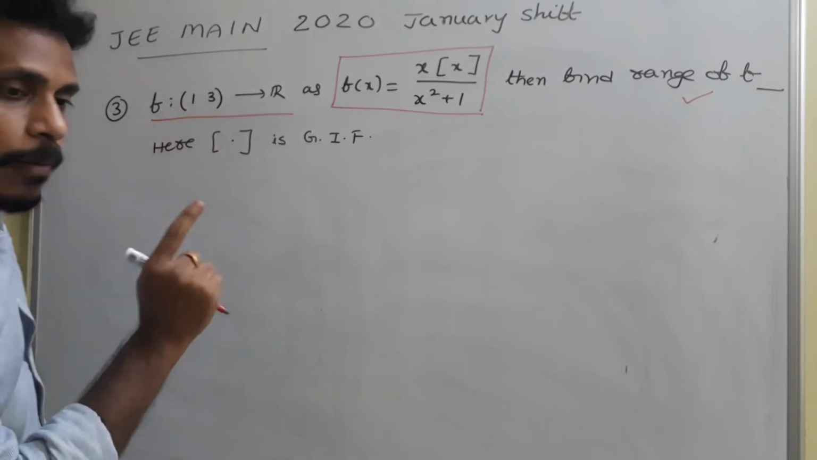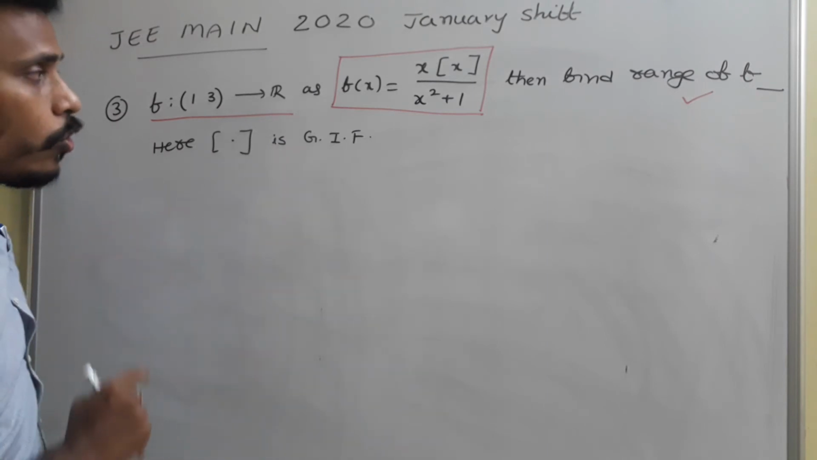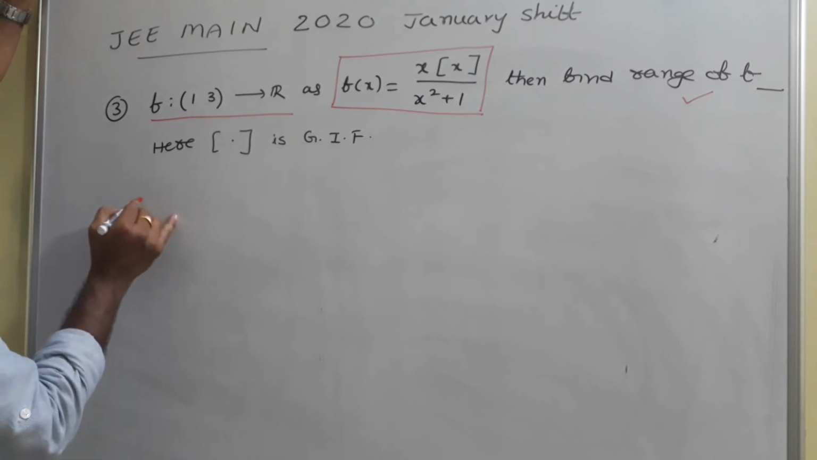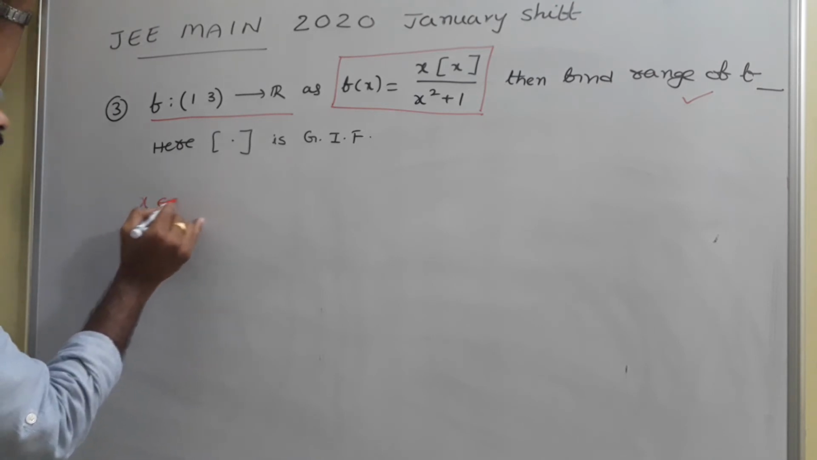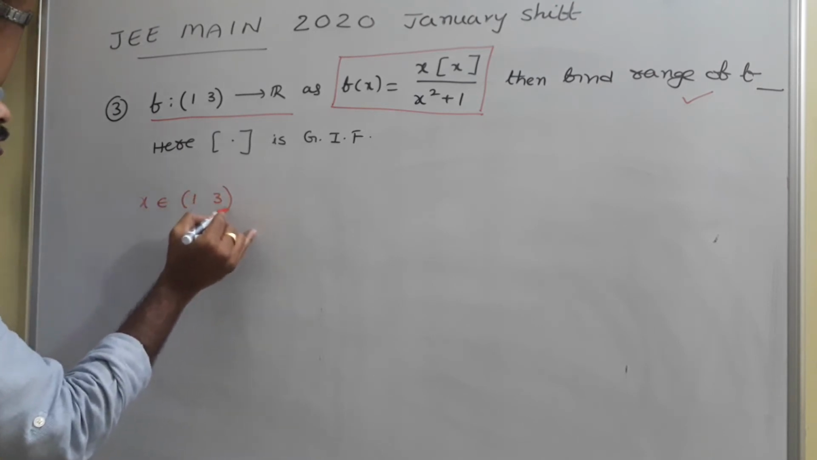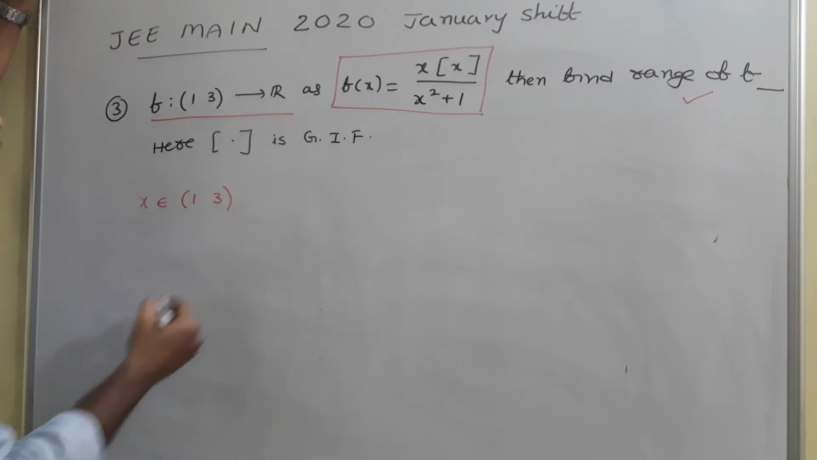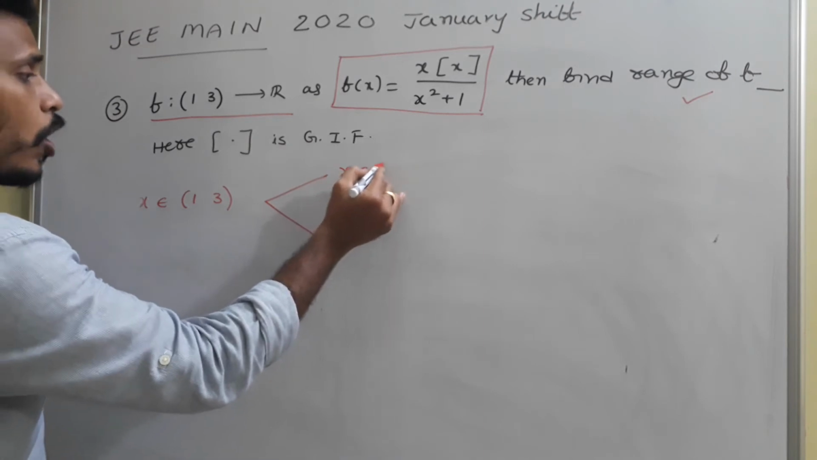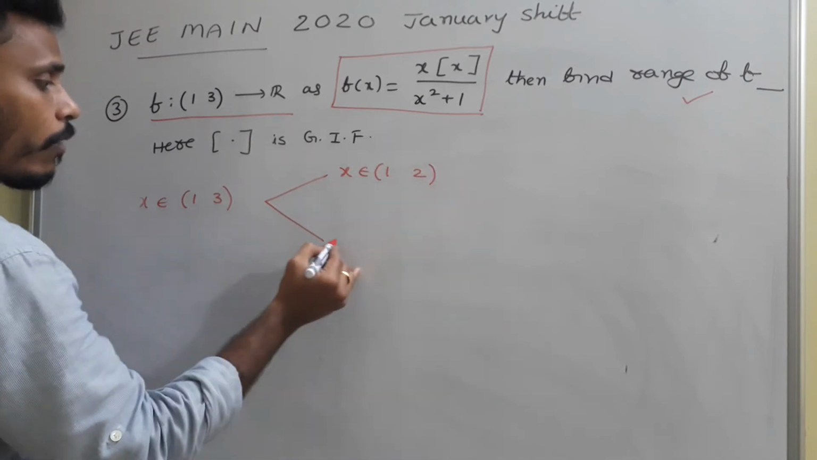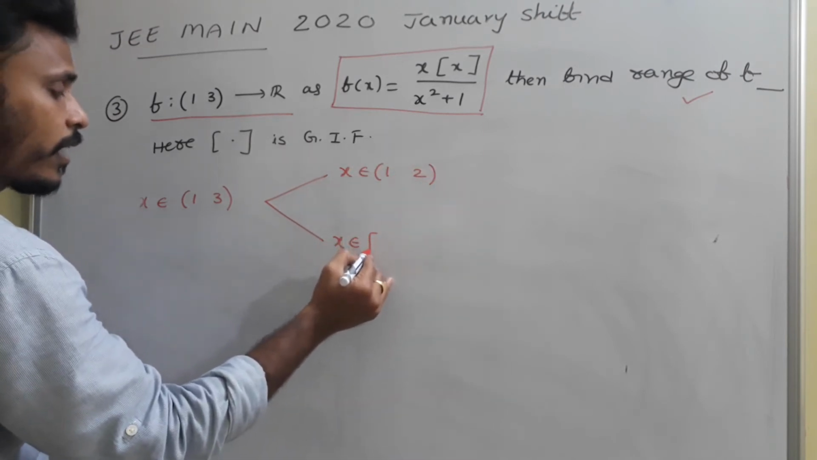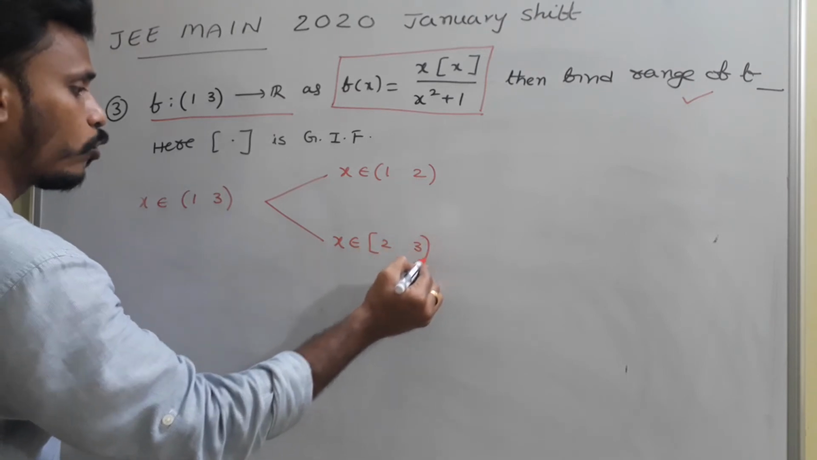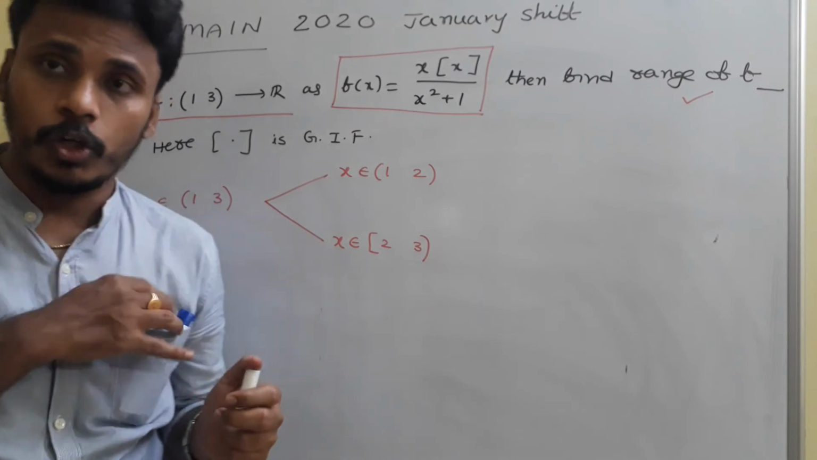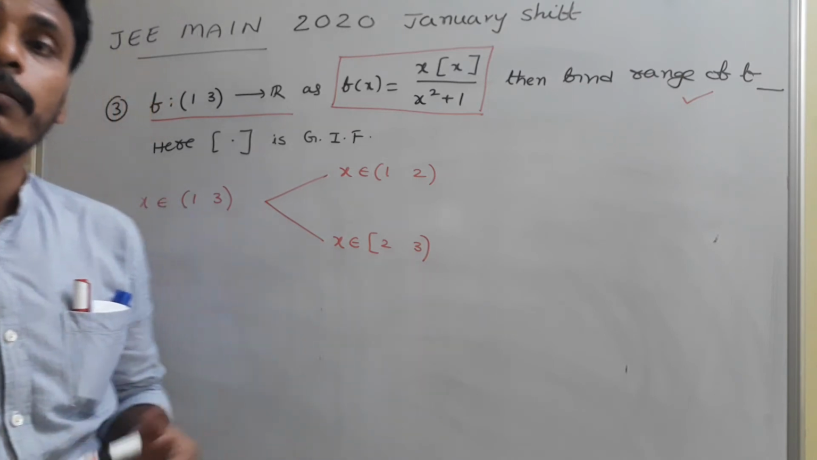Sometimes x is there in between 1 and 2, and sometimes x is there in between 2 and 3. So since x, as per the problem, belongs to (1, 3), we have two possibilities. What are those? In one case, x belongs to the open interval (1, 2). In the other case, x belongs to the interval [2, 3). x may lie in between 1 and 2, or x may be in between 2 and 3.